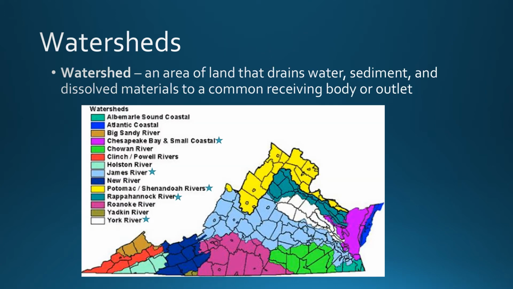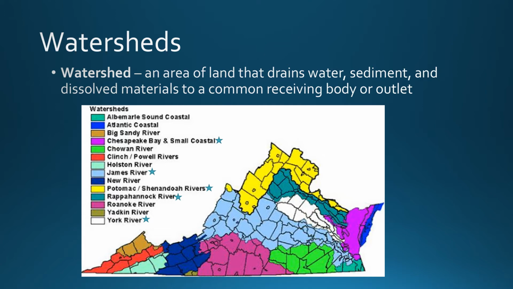So I'm talking a lot about watersheds in this water cycle, so let's talk a little bit about what that means and what those are. A watershed is an area of land that drains water, sediment, and dissolved materials into a common receiving body or outlet. So watersheds can be for lakes, for streams, for rivers, for bays, for oceans.